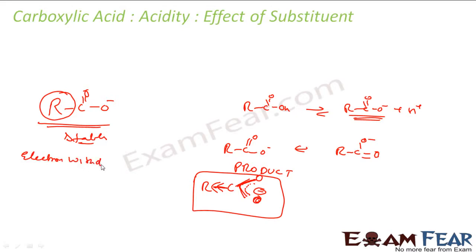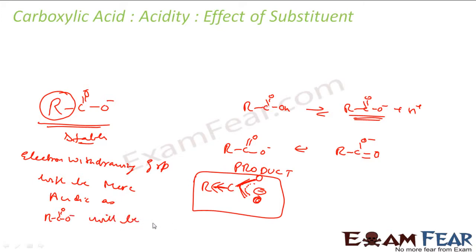So if you have electron withdrawing group, that will be more acidic. Why? As RCO minus will be more stable. Hope you understand this. See, if RCO minus is the product, it has to be more stable for this to be more acidic, because if it is more stable, you will form more of these. That means this is more acidic.